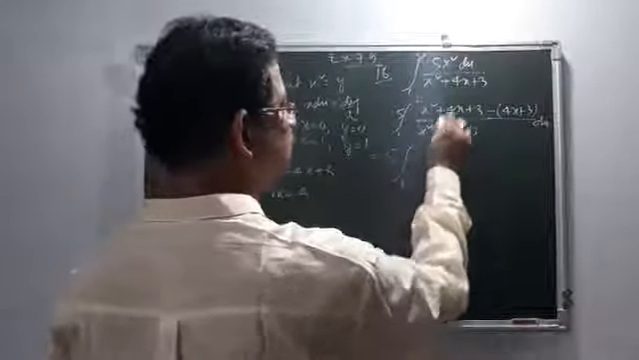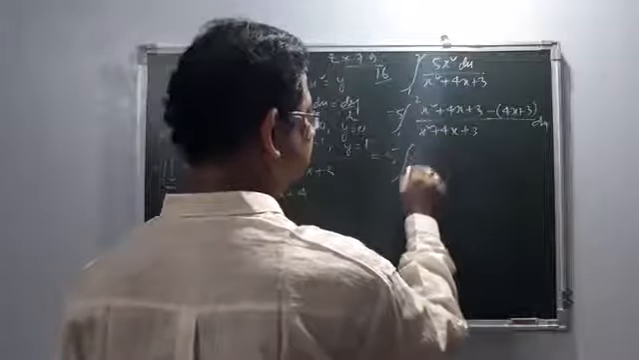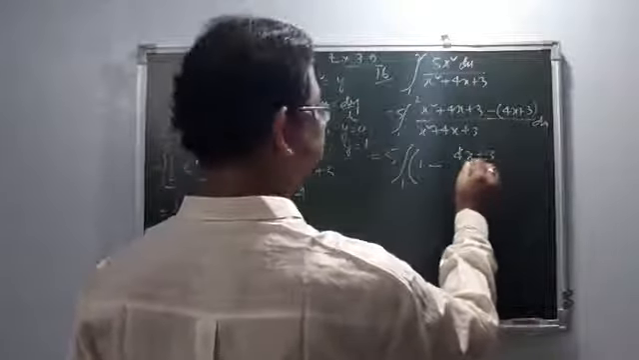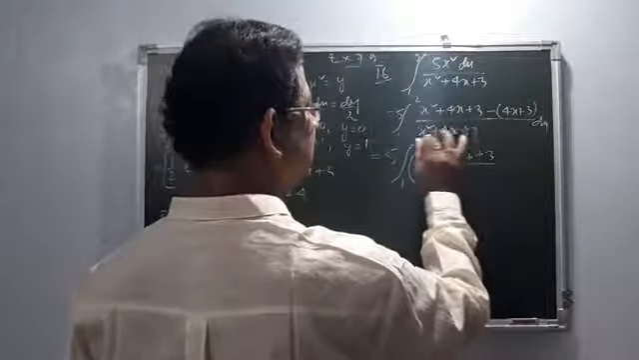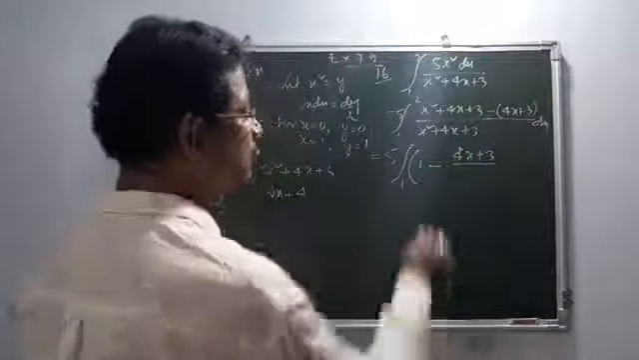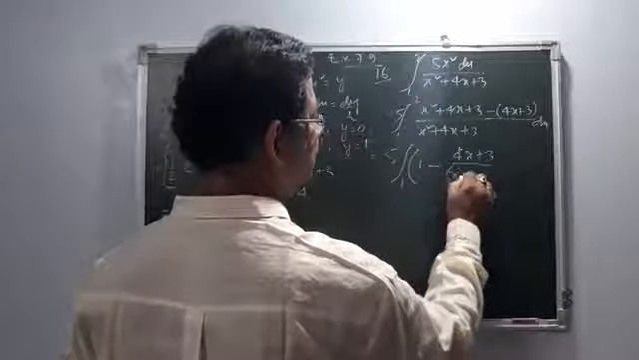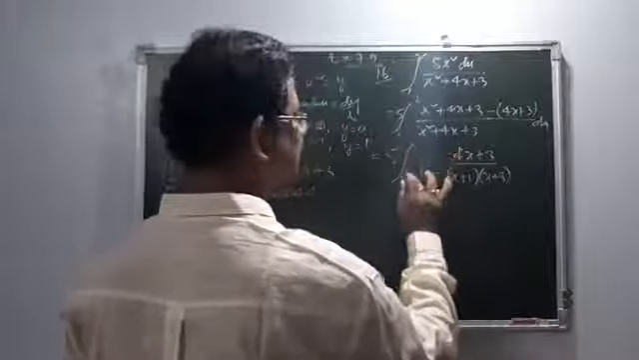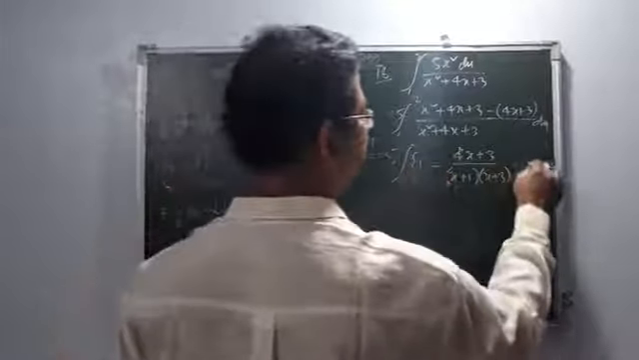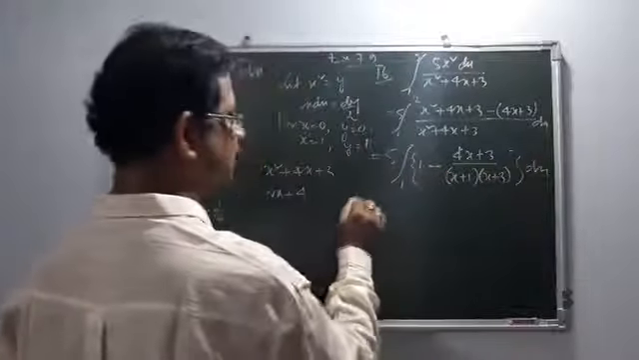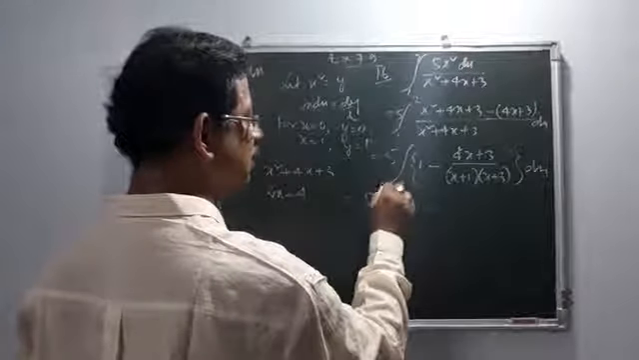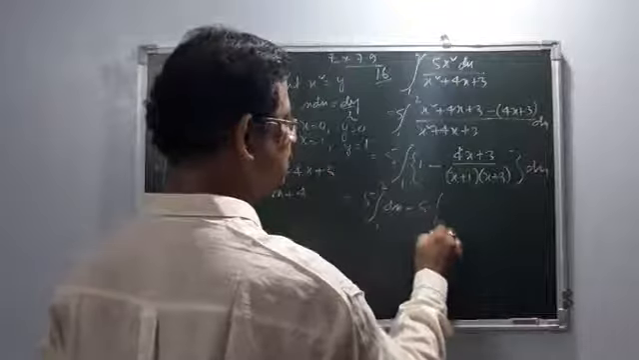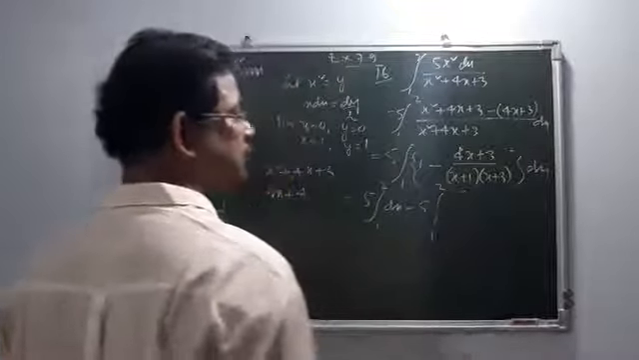From 1 to 2, this will give 1, and this one is 4x plus 3. And at the same time we can write the denominator as x plus 1 times x plus 3. We are able to factorize the denominator. Then 5 integration 1 to 2 dx minus 5 integration 1 to 2 of 4x plus 3.